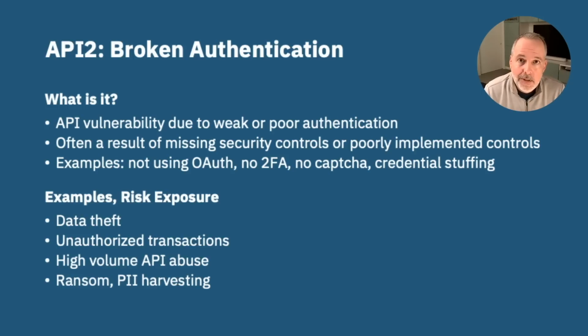And of course, the risks are obvious. If we've got poor or missing authentication on our APIs, that's exposing whatever that API has access to. As we saw already at Peloton, they had an unsecured API that had access to all of that user database information. This could lead to data harvesting, could lead to abuse of your APIs through unauthenticated requests, ransom, PII, personally identifiable information harvesting, and the like.